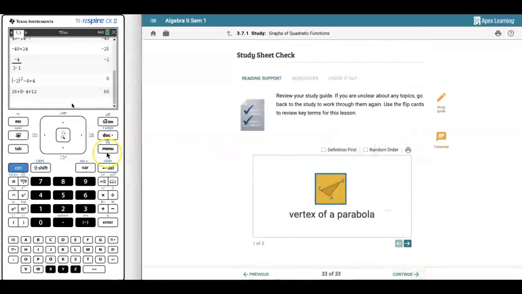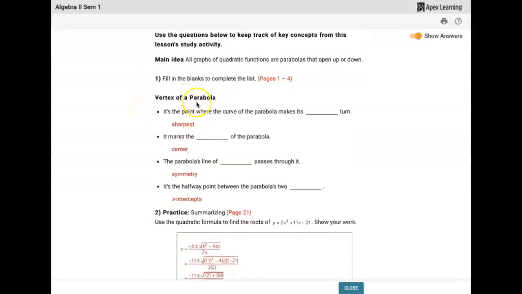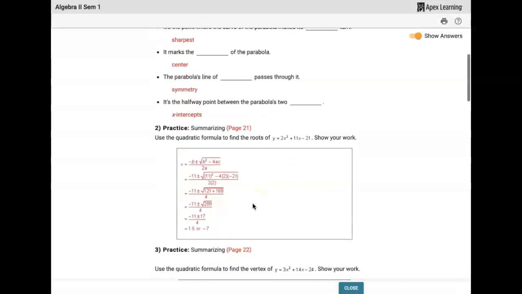All right. So this one is ending the first part of this lesson here. So we'll go on to the study guide and the concept check. For the study sheet here, for 3.7, the vertex of the parabola, it is the point where the parabola makes its sharpest turn, right? It stops going in one direction and turns and goes the opposite direction. It marks the center of the parabola. The parabola's line of symmetry also passes through it, that line where if I folded it in half, it's a mirror image. And it's the halfway point between the parabola's 2 x-intercepts.